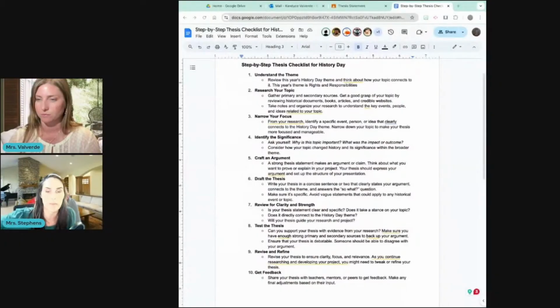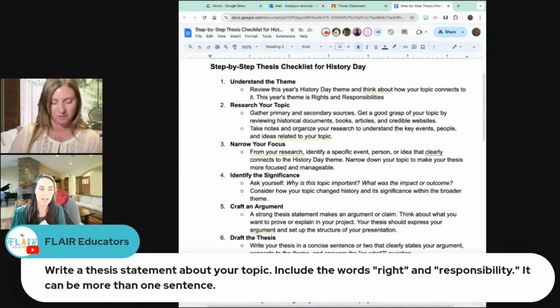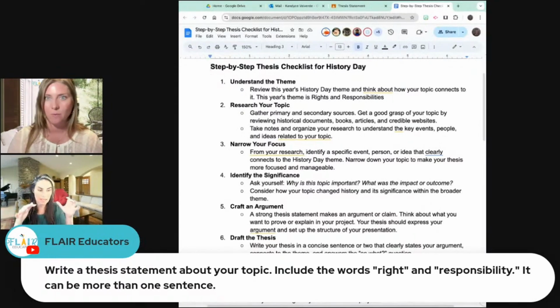So this is your step-by-step checklist for History Day. If you understand the theme, rights and responsibilities, then we'll move to the next part. If you don't remember, the rights are established by our friend John Locke, and he writes a great book called Two Treatises of Government, where he argues that it is our collective responsibility and that of the government to protect our right to life, liberty, and the pursuit of property. Of course, Jefferson changes that to happiness.